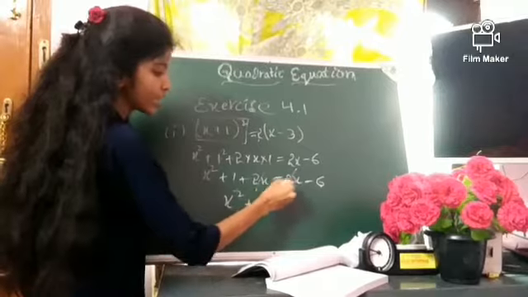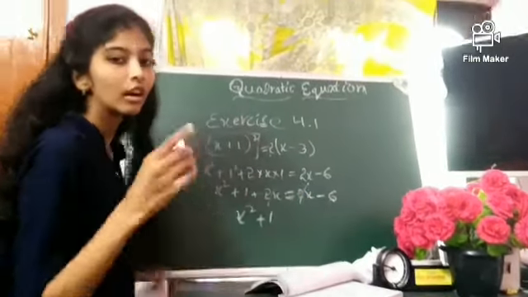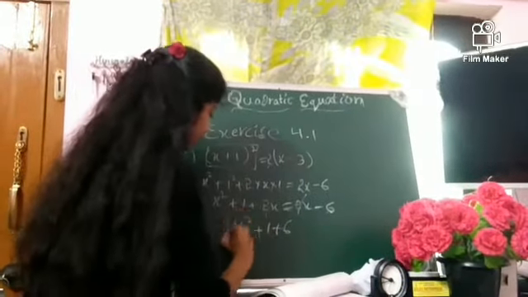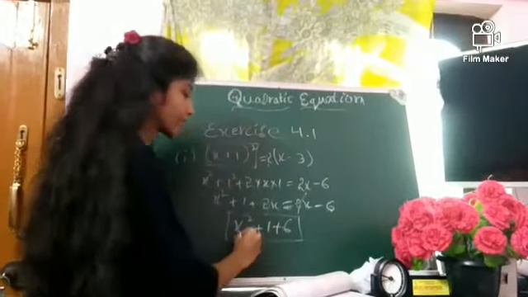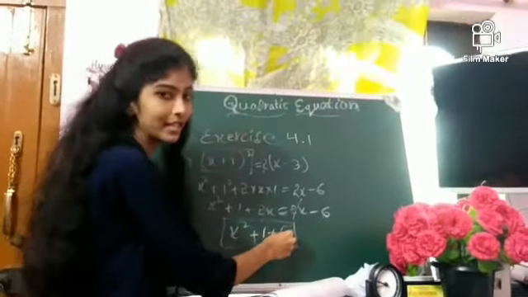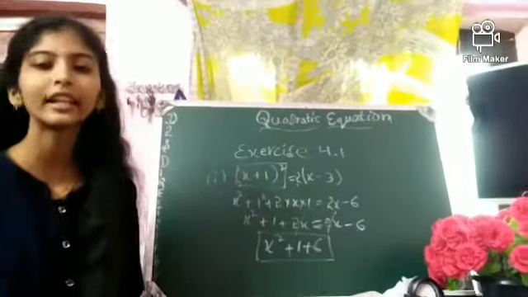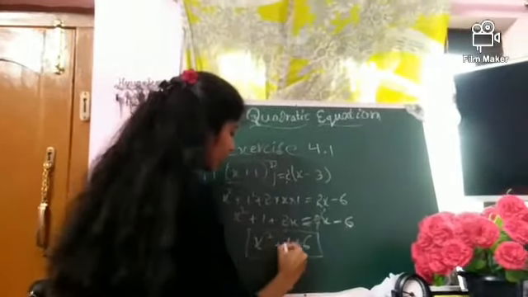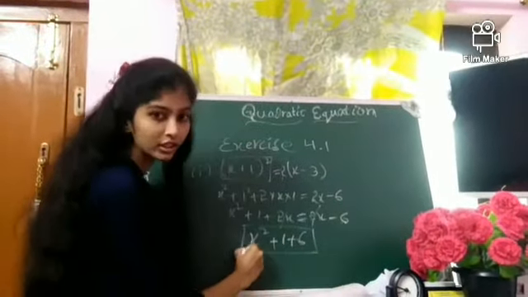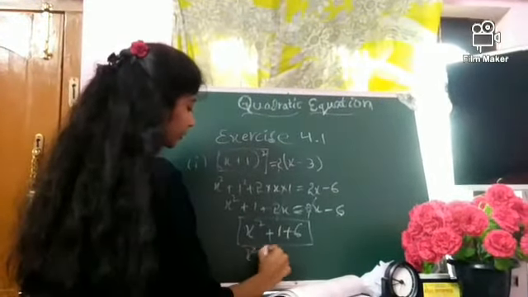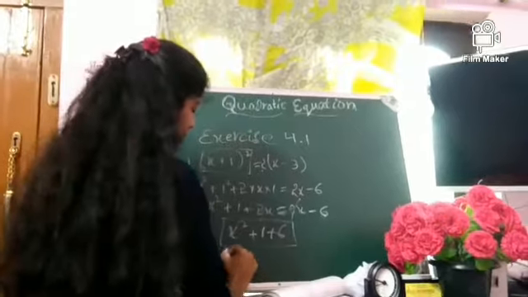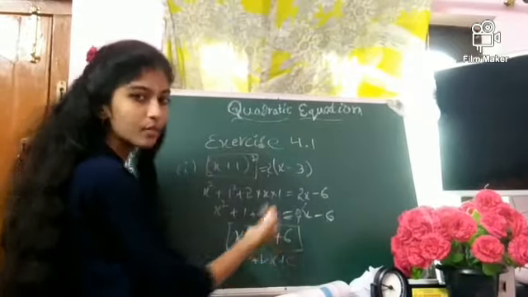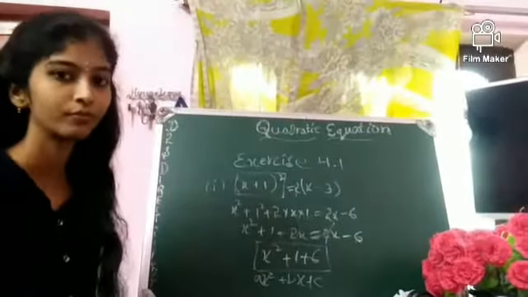I will change the sign and bring it to this side, so it will be +6. It is in the form of x² + 1 + 6. So it is not a quadratic equation. Why? Because here it is not in the standard form. Standard form is ax² + bx + c. So it is not in the standard form, so it is not a quadratic equation.